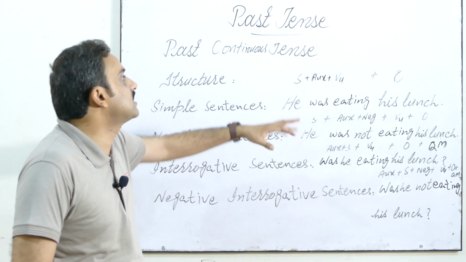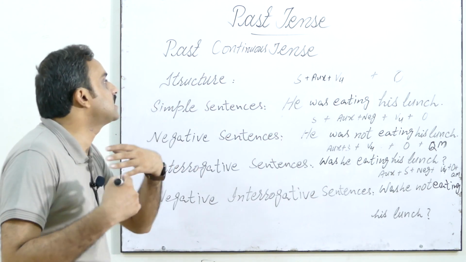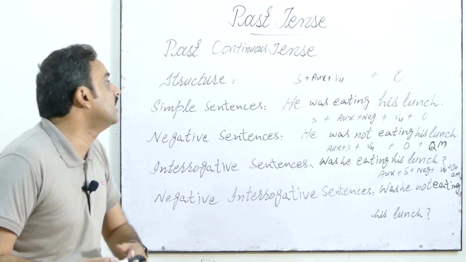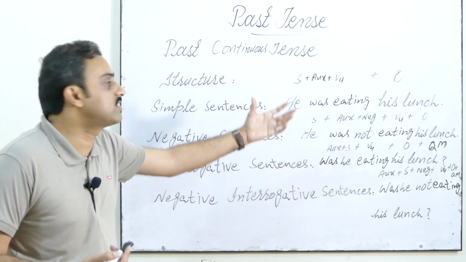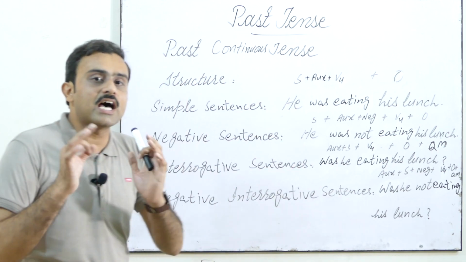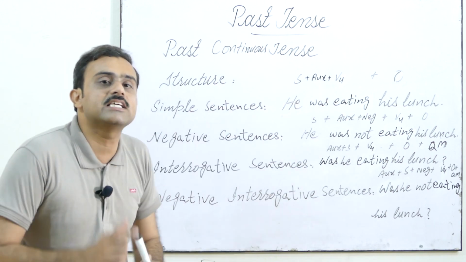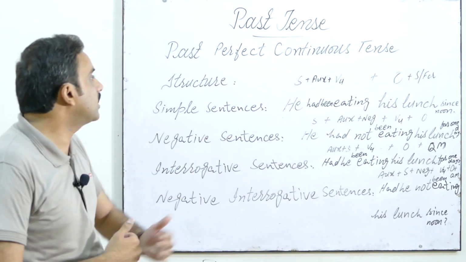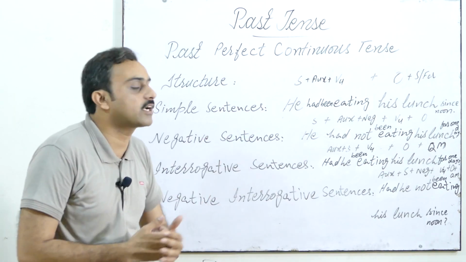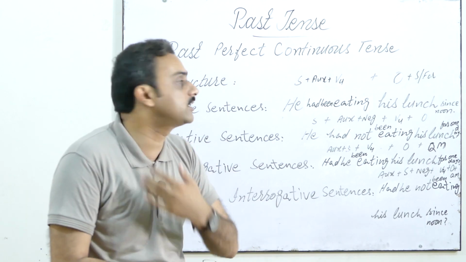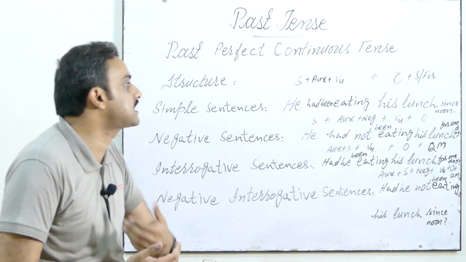Till here we have discussed past tense, the past simple, and the past perfect. Right now we have discussed past continuous tense. Now we are moving towards the last category of past tense, and this is your past perfect continuous tense. Okay guys, in past tense, past perfect continuous tense, which is the last category, we are going to discuss the structure of past perfect continuous tense.